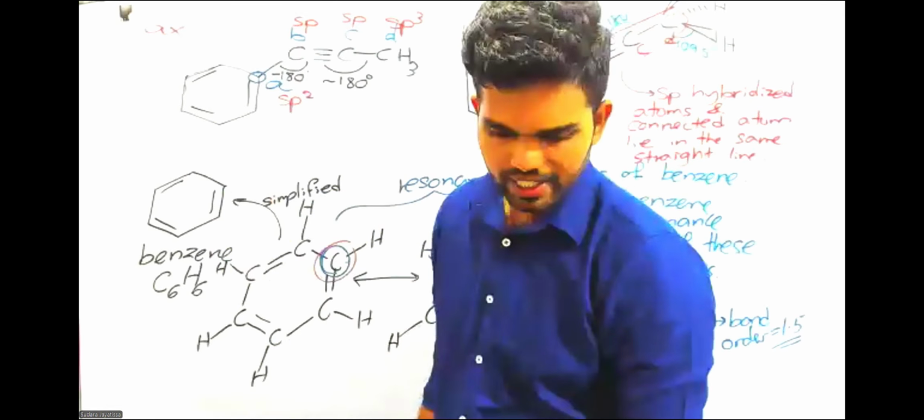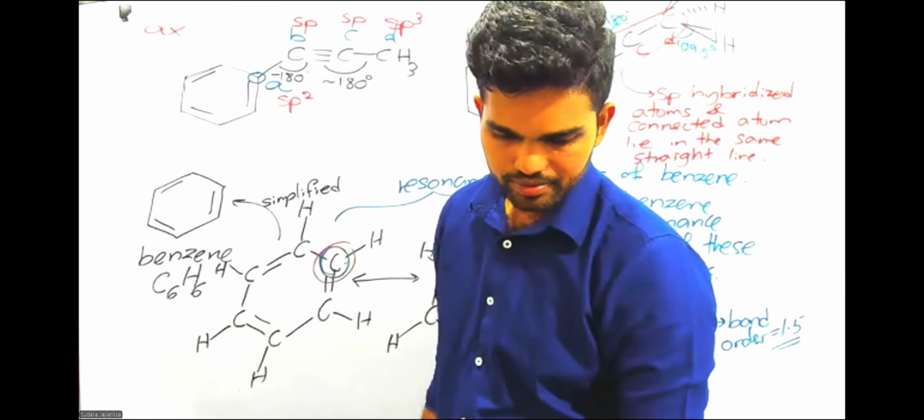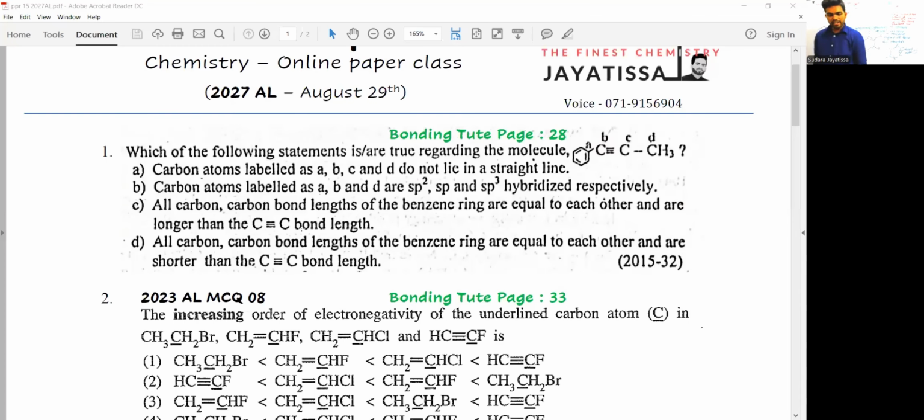Right. Now let's go to the second one. Carbon atoms labeled as A, B, and D are sp2, sp, and sp3 hybridized. So is that true? A is sp2, that is correct. B hybridization is sp. Okay, that is also correct. And the last atom is sp3. Yes. B is correct according to the hybridizations we took. Okay. And look at C.